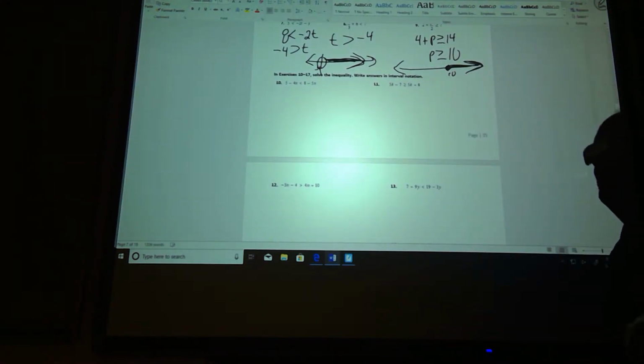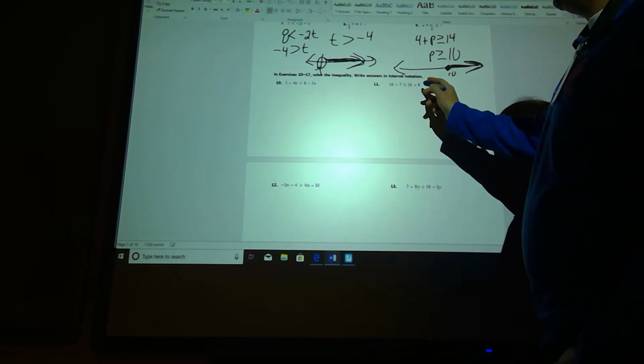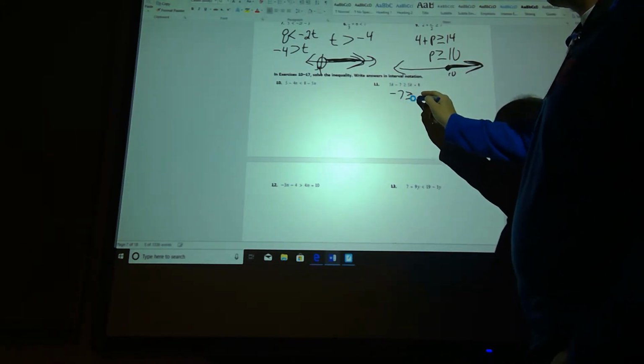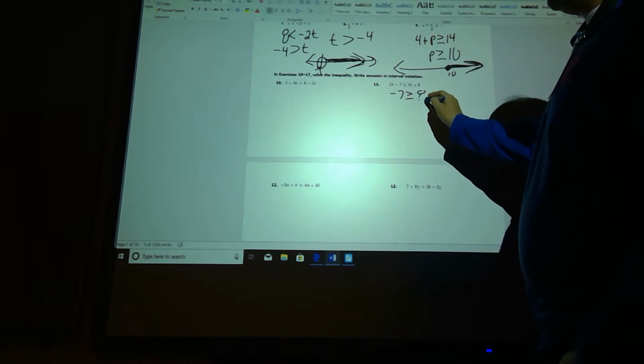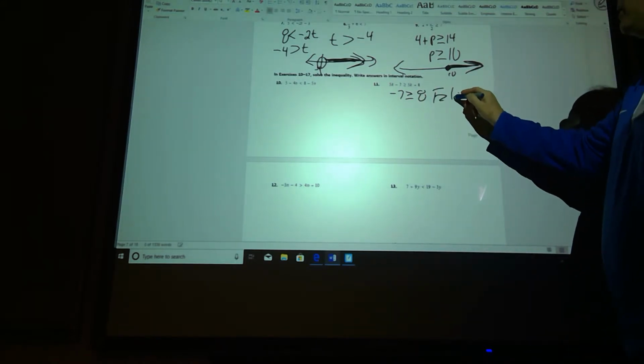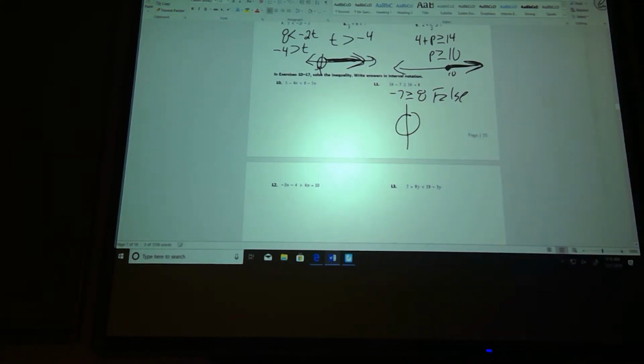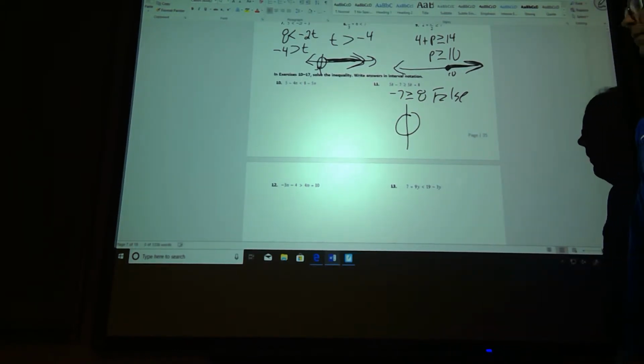Number 11, we want to write these in interval notation once we solve it. It looks like if I subtract 5k from both sides, I wind up with -7 is greater than or equal to 8. That's a false statement. So our solution is the empty set. Okay, we don't have an answer to it.